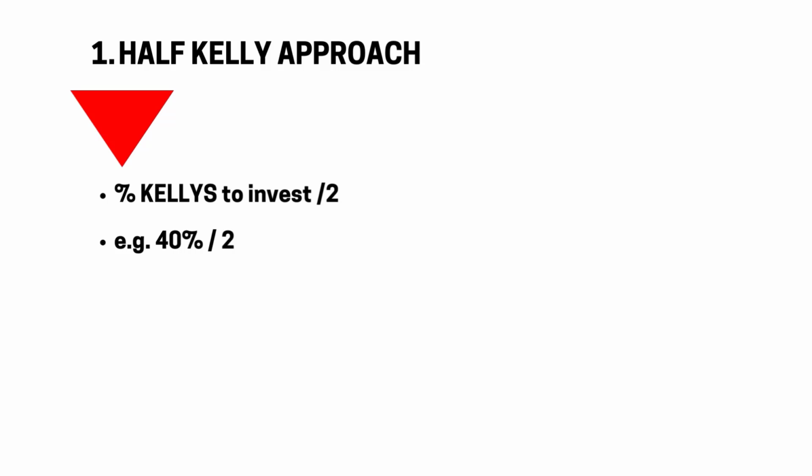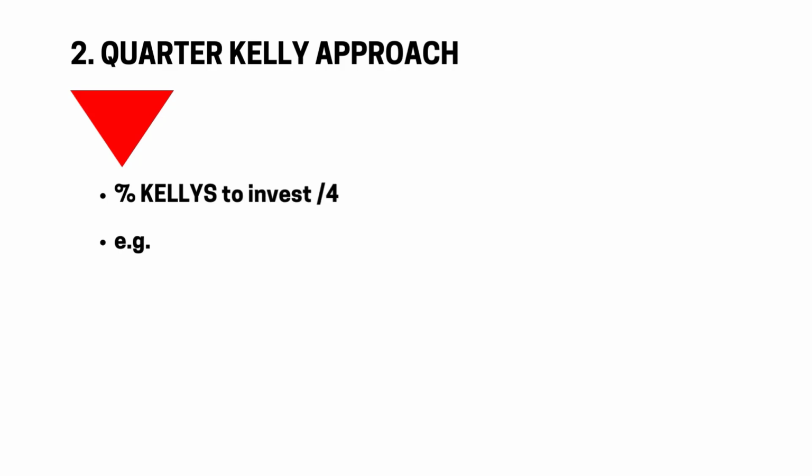Let's start with the half Kelly approach. It's one of the most popular methods because it strikes a balance between maximizing growth and minimizing risk, and it's a pretty simple idea. You just take the full Kelly Criterion and divide it by 2. So 40% from our original Kelly, divided by 2, equals 20%. So that means you'll be risking 20% of your capital. Why is it any good this way? Well, it reduces volatility, making it easier to stick to your trading strategy through the ups and downs.